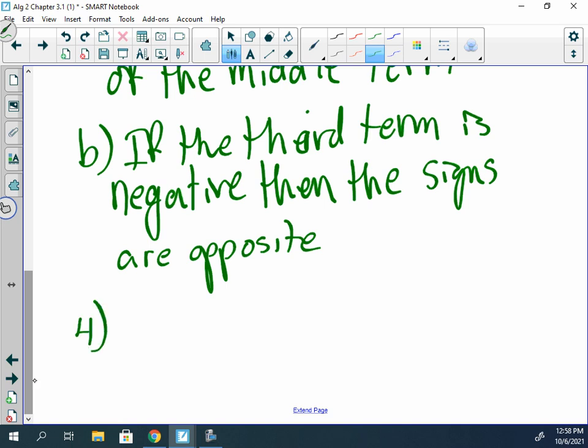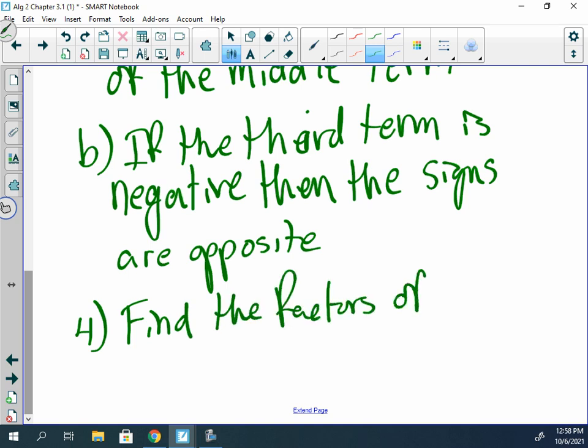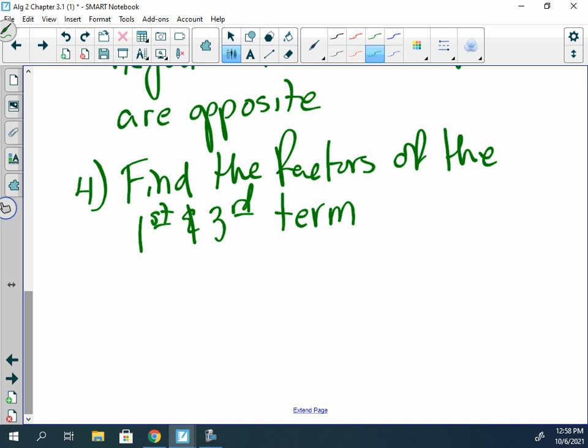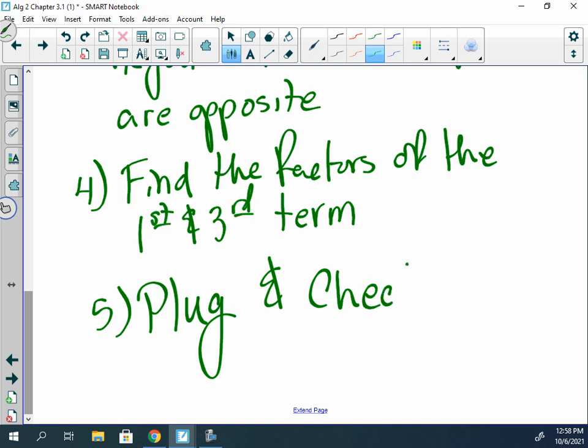Our fourth step is to find the factors of the first and third term. And then last but not least is to plug and check. And these here are the key steps that I do in trying to factor.